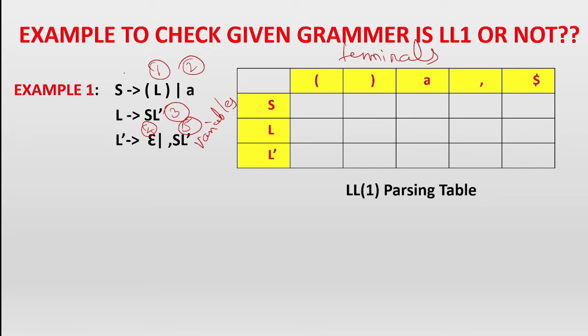Whatever is coming on the left hand side, they are your variables in capital letter. Now you can see in my productions of the grammar, S is coming on the left hand side, L is coming on the left hand side and L dash is coming on the left hand side of productions. Total 5 productions are there. So variables I have to write as rows. The first row is having the first variable S, the second row is having the second variable L, and the third row is having the third variable, that is L dash. Only 3 variables are there in my grammar, you can check.